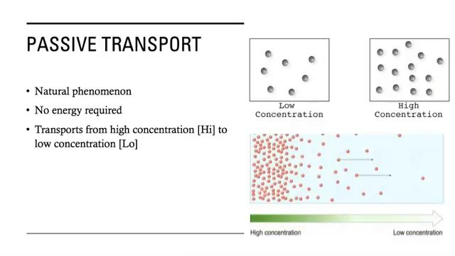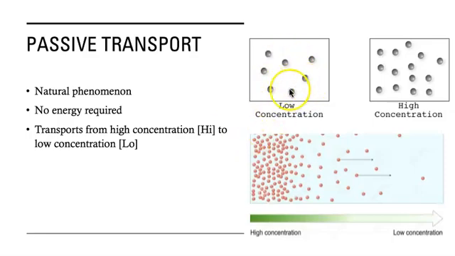So let's take an umbrella approach to passive transport. It is a natural phenomenon that takes place. We do not need any energy, so no ATP here, and we always go from a high concentration to a low concentration. And just for future reference, anytime we have these brackets, they represent concentration.